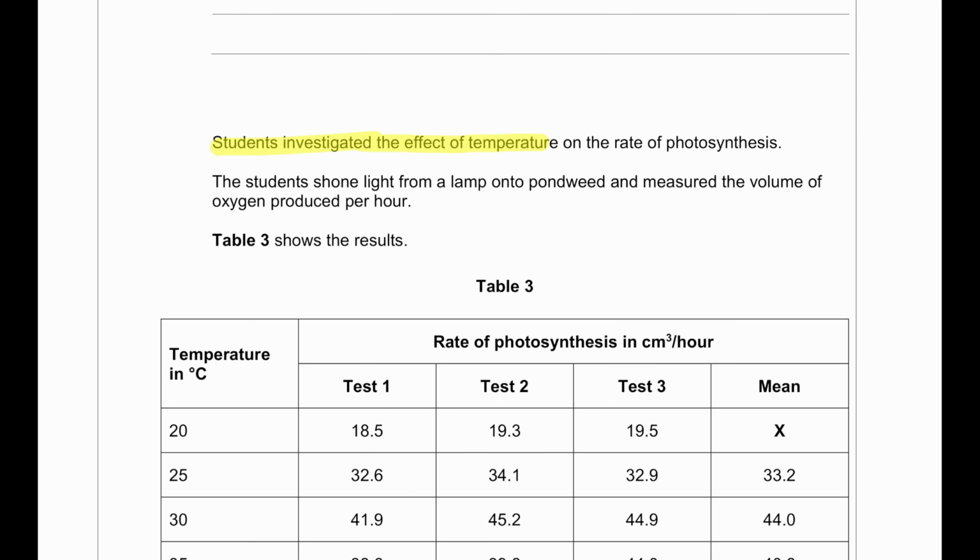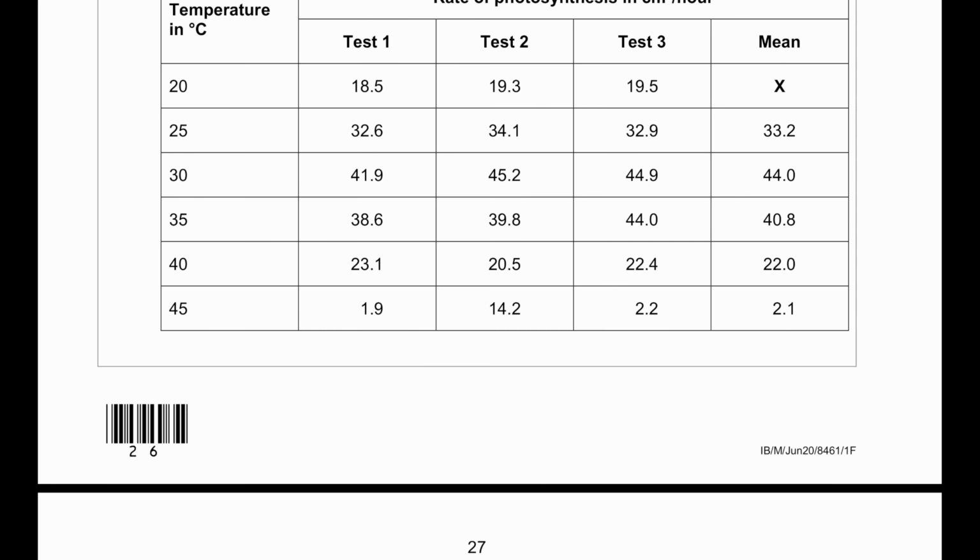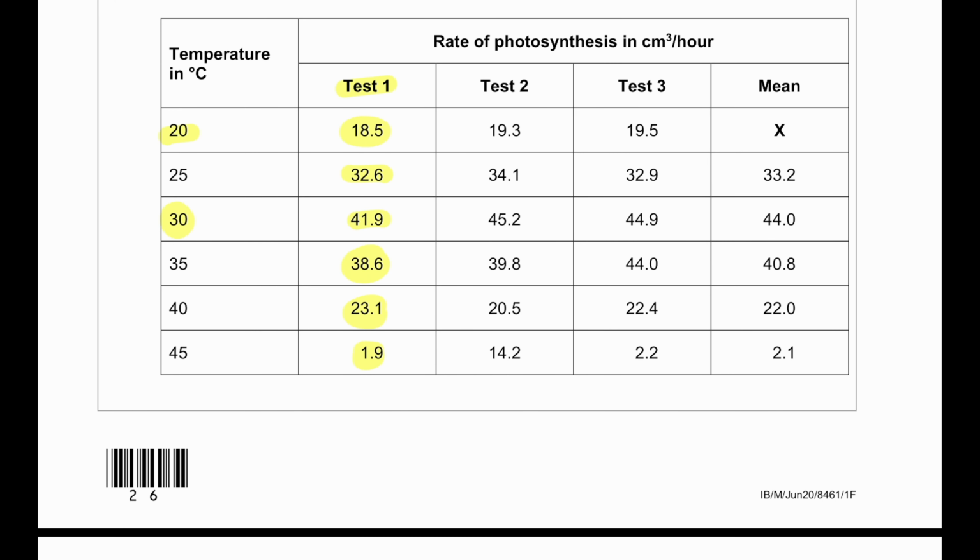Students investigated the effect of temperature on the rate of photosynthesis. The student shone light from a lamp onto pond wheat and measured the volume of oxygen produced per hour. In test 1, at 20 C, he got 18.5, and then as he increased the temperature, he got higher and higher volume until 30 degrees Celsius. And at 35 degrees Celsius, up until 45, the volume started to decrease. And then the same is applicable for test 2 and test 3 as well.